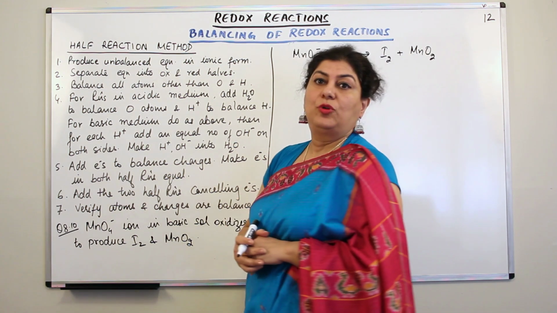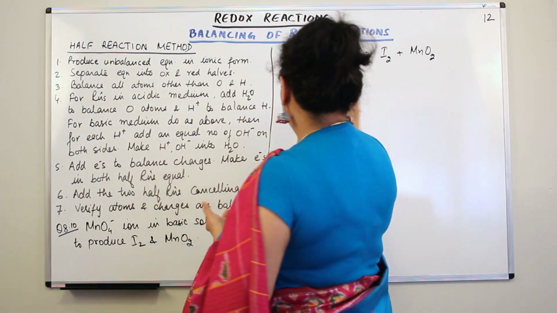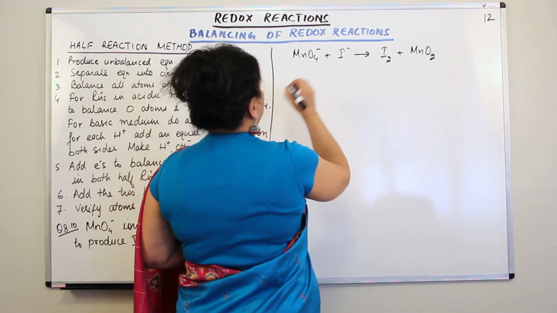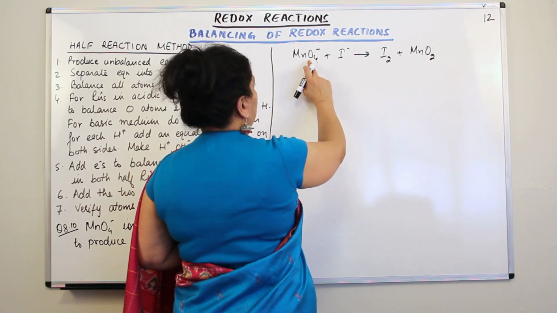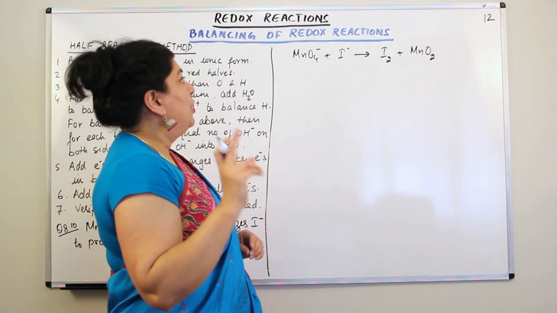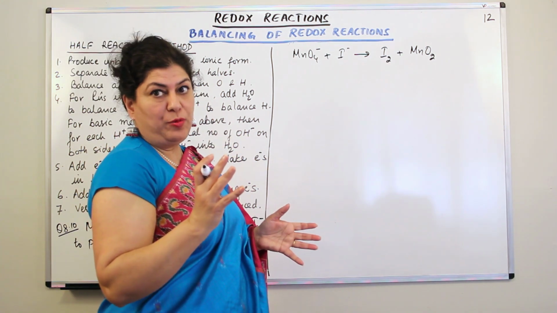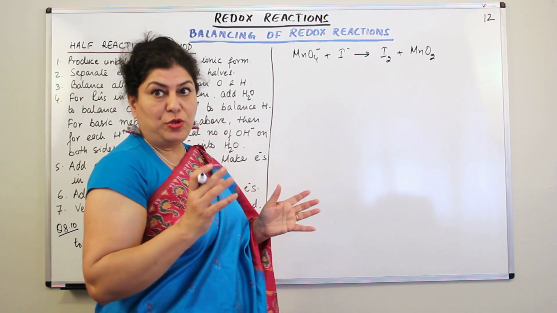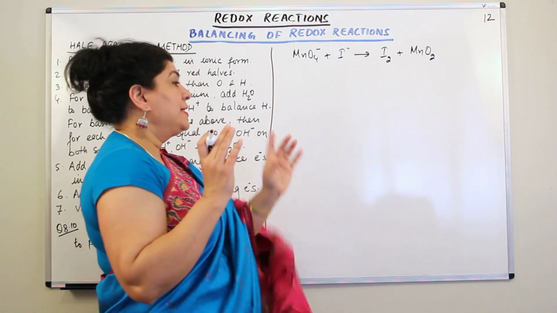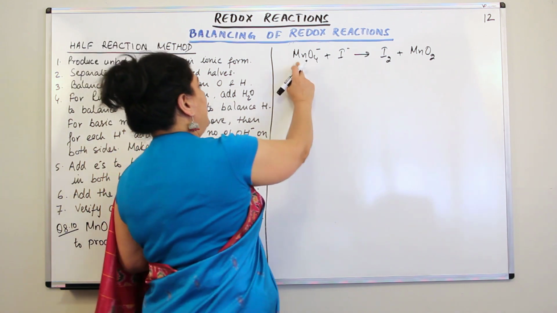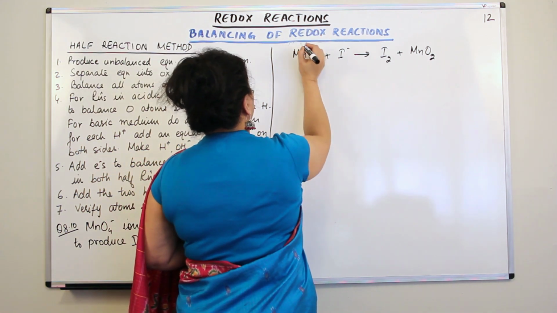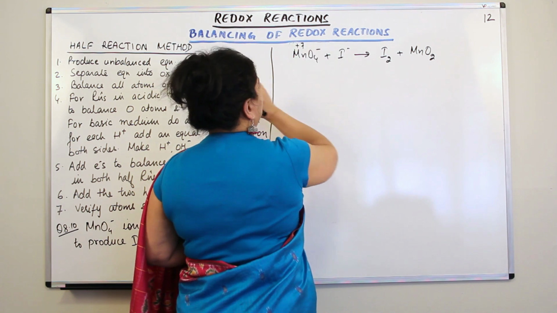So let us write down the oxidation states of all atoms. You have manganese and iodine. In MnO4 negative, the whole species has a negative charge. 4 oxygens have 8 negative charges, out of which 1 is not balanced by a positive charge. So you're left with 7 negative charges, which are balanced by 7 positive charges, and those 7 positive charges are being supplied by manganese. Therefore, manganese would be plus 7.